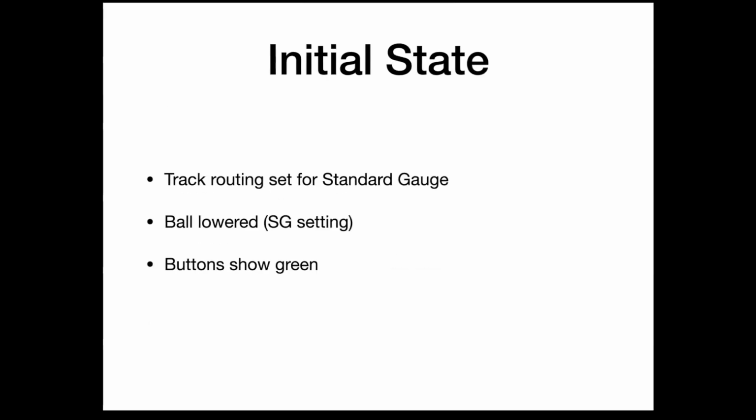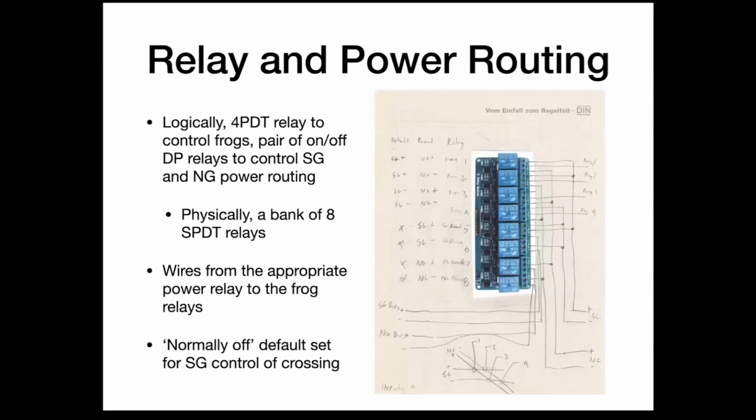And it's set up so that the initial state, when the whole layout powers on, is the track routing is standard gauge. The ball is down, which is the standard gauge controls the crossing setting, the buttons show green. That's also, by the way, the state of the system when the power's off, which is a feature. If I don't have some problem on the controller feed, I know that the system is in a known state for what I hope to be the most likely owner.